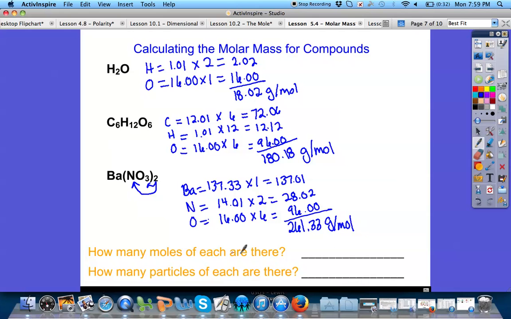So in each of these substances, we have 1 mole. In each of these, there is also 6.02 times 10 to the 23rd particles.